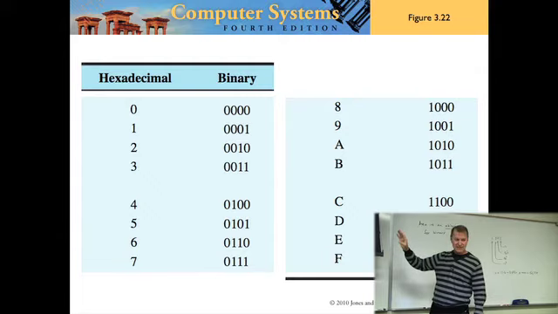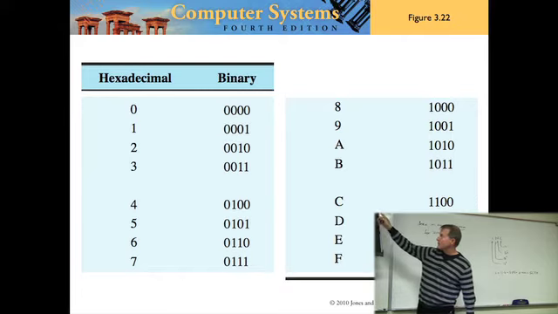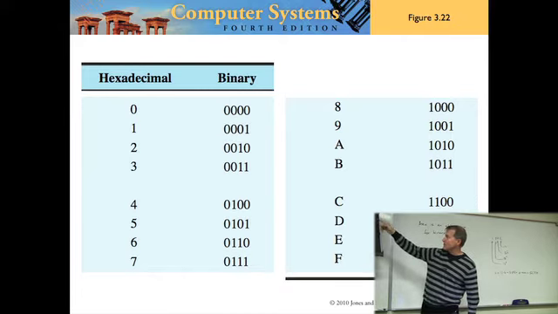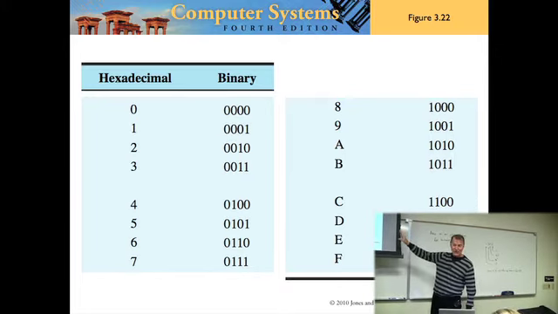16. You can read them out as 0000, 0001, 0010, and so on up to 1111. Those are the 16 possible combinations.